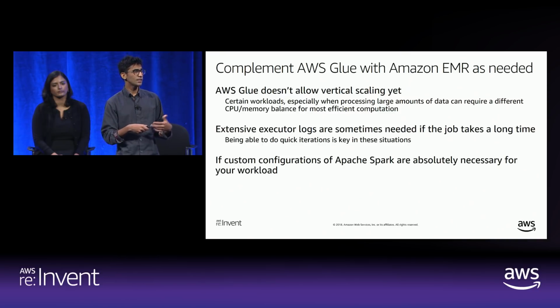In addition, extensive executor logs that are sometimes necessary to debug when issues arise are not easily visible in AWS Glue, and you might want to use EMR because it gives you a lot more understanding of each and every step that takes place in your Spark job. And if you have custom configurations of Apache Spark, or you have a team that actually can support it, and you really want to have your own version of everything that's running, EMR can give that for you. So highly recommend using that, especially if you need additional Spark functionality, things like Spark UI and other things.